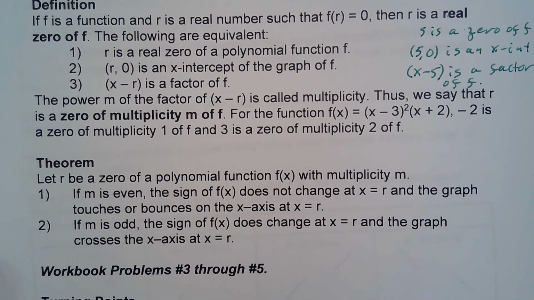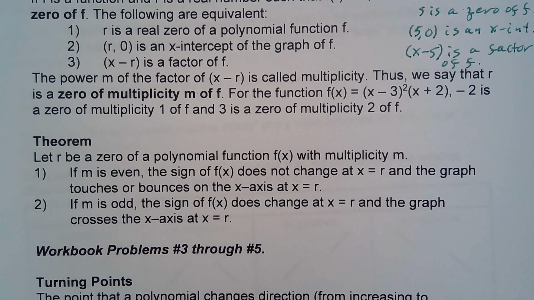Let r be a real 0 of polynomial function f(x) with multiplicity m. If m is even, the sign of f(x) does not change at x equals r, and the graph touches or bounces on the x-axis at x equals r. If m is odd, then the sign of f(x) does change at x equals r, and the graph crosses the x-axis at x equals r.